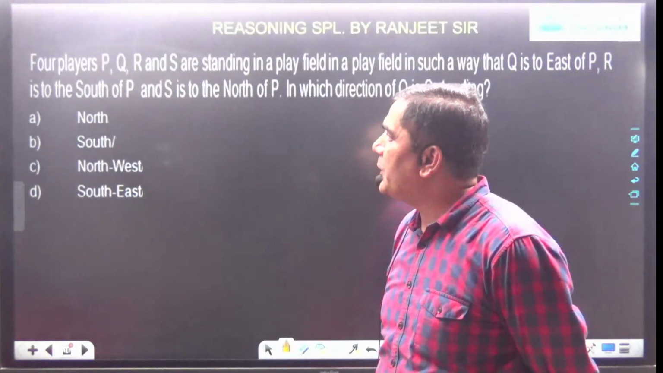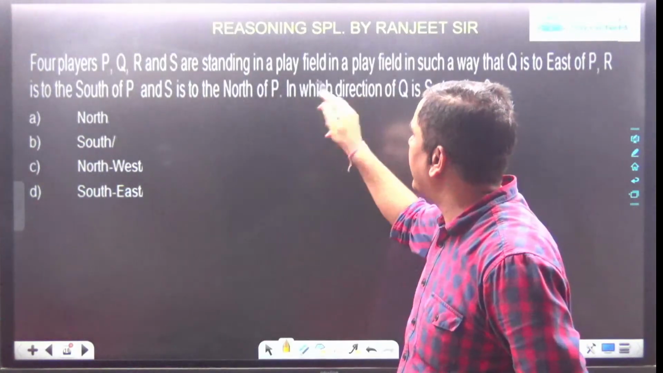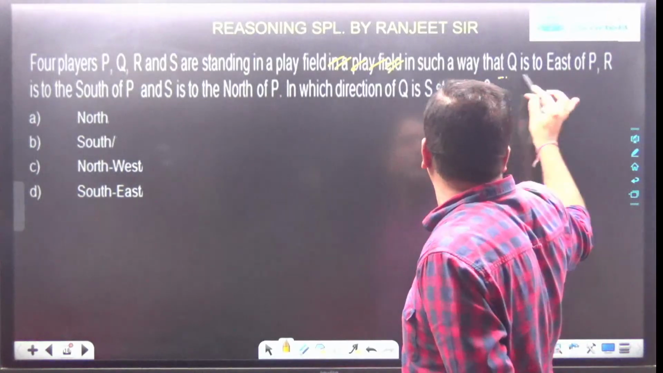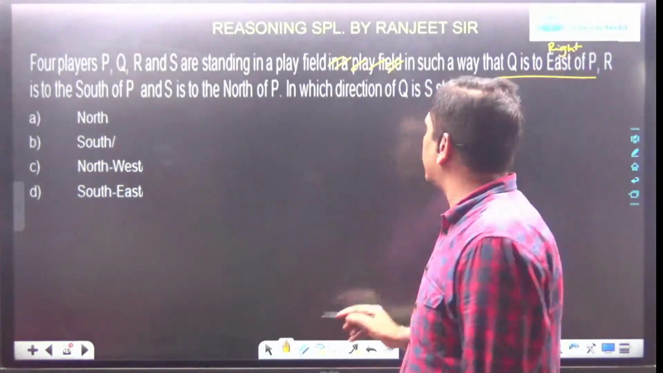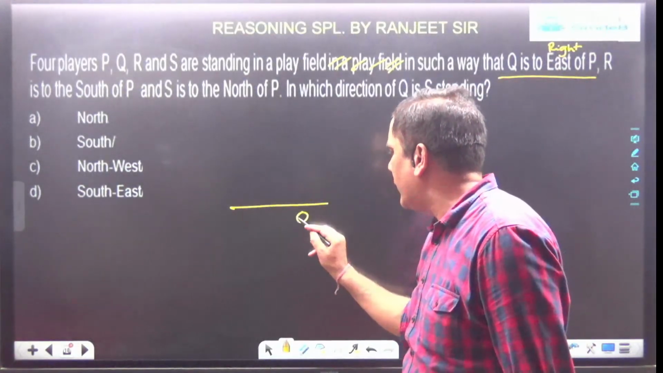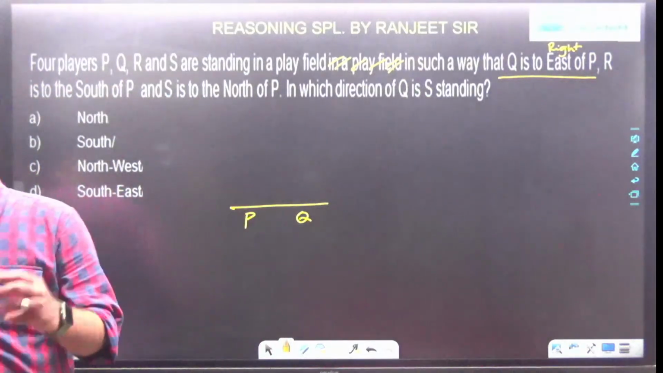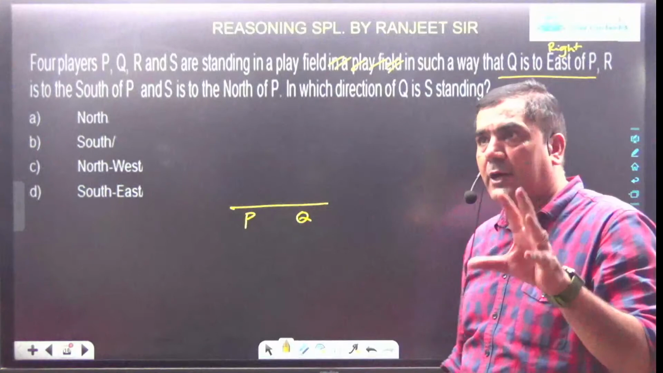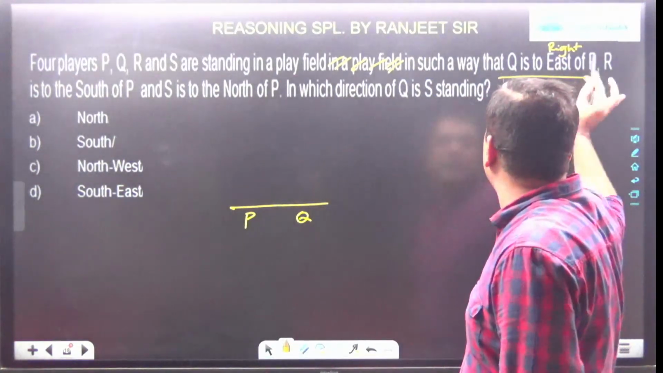Four players P, Q, R, and S are standing in a playfield in such a way that Q is to the east of P. East means what? Right. So Q is to the right of P. Don't read east as east. Always use east as right, west as left, south as below, north as up. So first, Q is to the right of P.